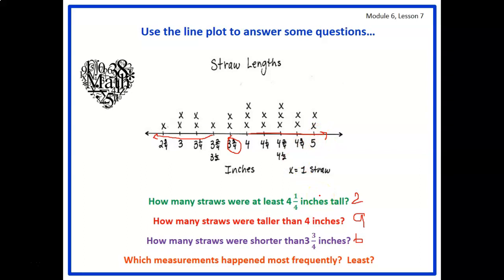Which measurement happens most frequently? That means the most often. Well, we've got a tie. We've got 4, and we've got 4 2/4, which is the same as 4 1/2. So we're going to say 4 and 4 1/2. That's a little and sign.